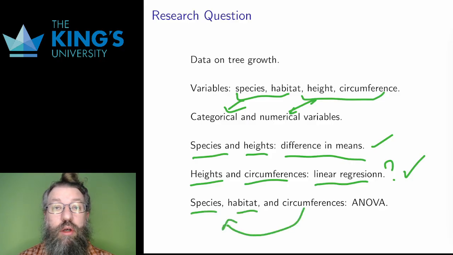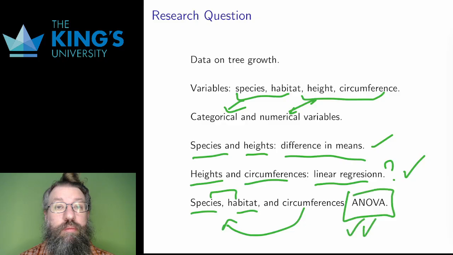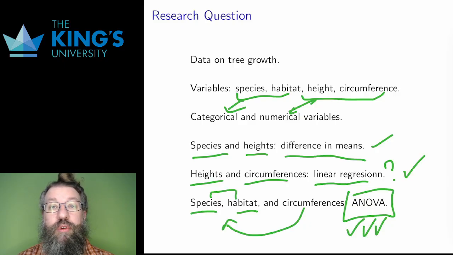And finally, I could look at the circumference of the trees, varying both by the species and the habitat categories. Each species and habitat pair would have its own mean, so I would be comparing many means. ANOVA is the process to do this, using f-statistics and f-scores to test whether or not there is substantial variance between the species and habitats, measuring the circumference of the mature trees.